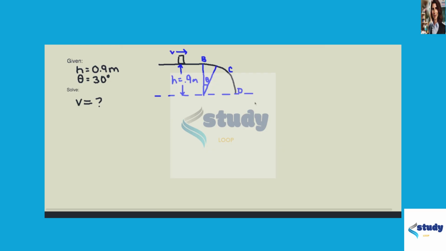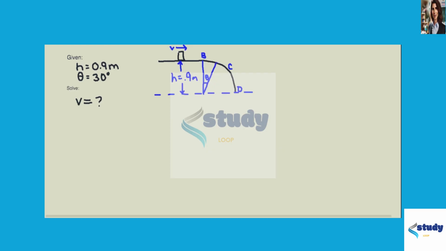Hi everyone. In problem 44, we are asked to find the velocity of a block as it slides on a horizontal surface and off a cylindrical surface BCD. We are given the height to be 0.9 meters and theta to be 30 degrees. And we are again asked to solve for the velocity that the block is sliding on the horizontal surface.